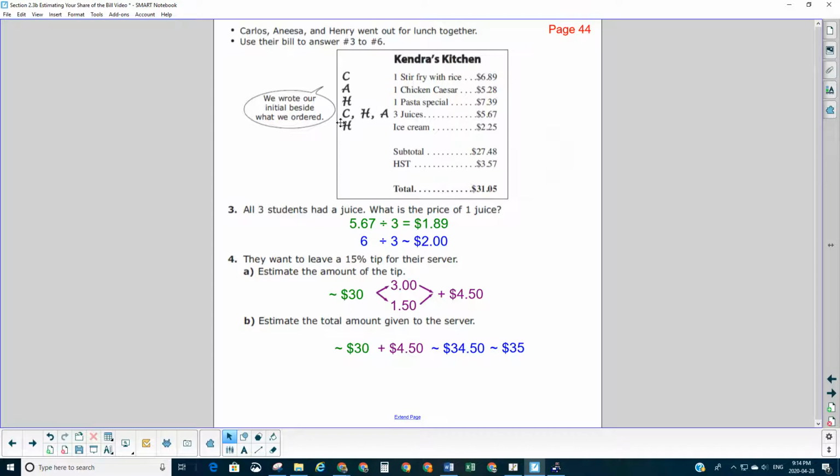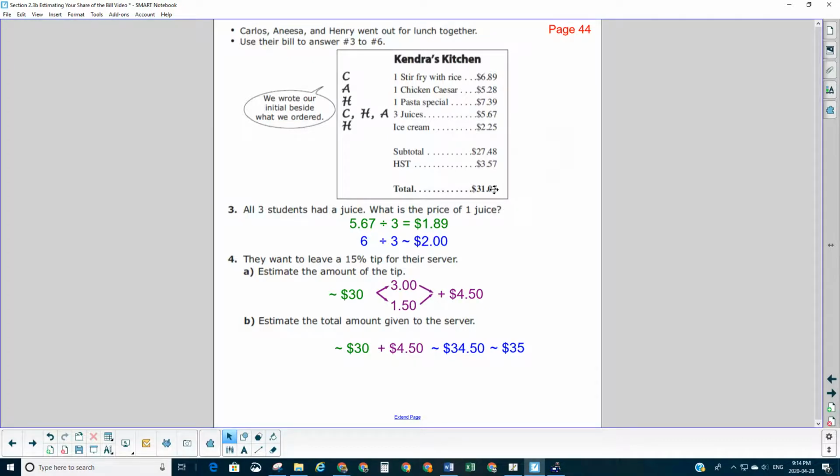So do you think it's fair that Carlos, Anissa, and Henry all paid $12? Well, if you're Anissa, I don't think you would think that's fair. The reason is Anissa bought the cheapest thing and had a drink, whereas Henry bought the most expensive thing, a drink, and had ice cream. So do you think it's fair that Henry and Anissa should pay the same amount? I don't think so. Henry should be paying more of this $35, and Anissa and Carlos should be paying less.